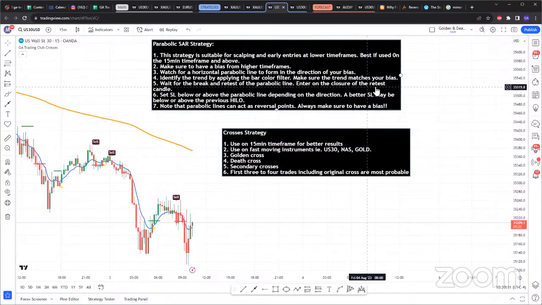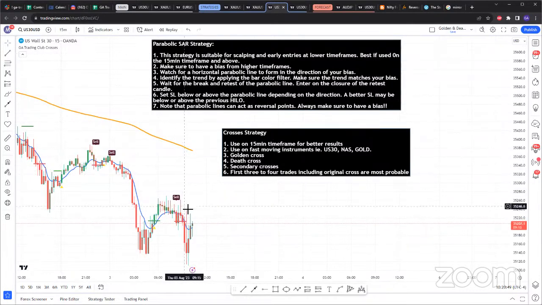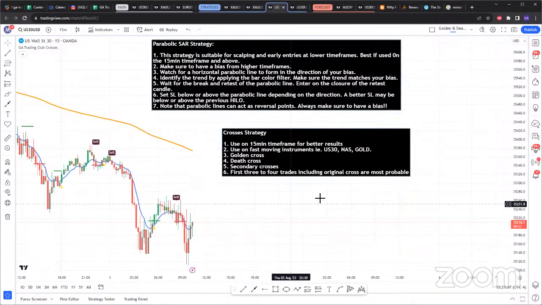Wait for the break and retest. I already mentioned that. Wait for the break and retest of the parabolic line and enter on the closure of the retest candle. Set stop loss below or above the parabolic line, depending on the direction. A better stop loss is probably below or above the previous high or low. Depending on the volatility in the market, if there's low volatility, I'll set my stop loss above or below the parabolic line. If there's volatility in the market, like New York open or mid New York, I'll set my stop loss above a previous swing high or swing low zone.